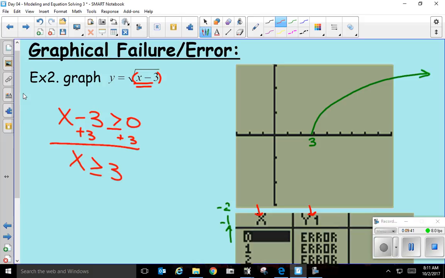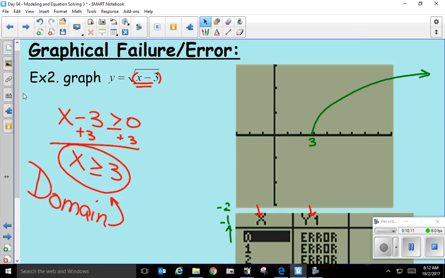You know what this is called right here, when I describe all x values of a function? That's your domain. That's all possible x values. And all possible outputs, the y values, are your range.